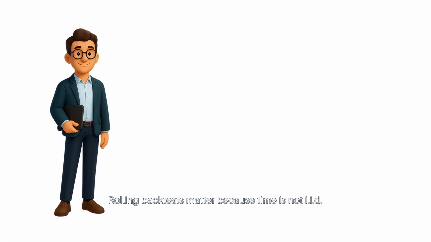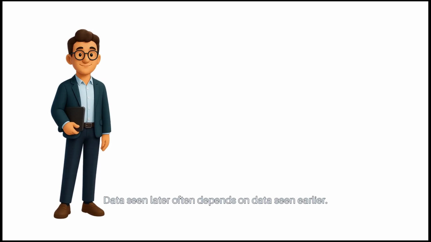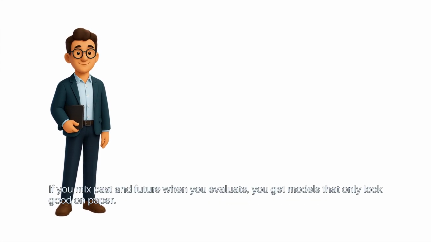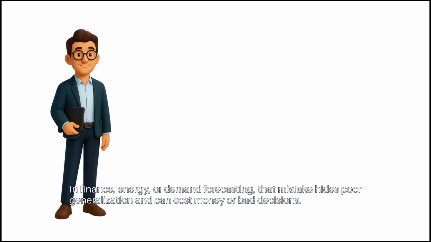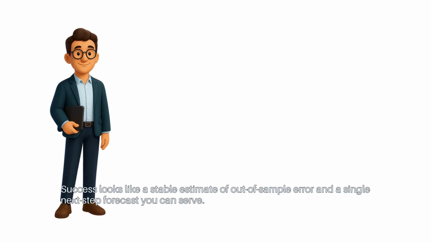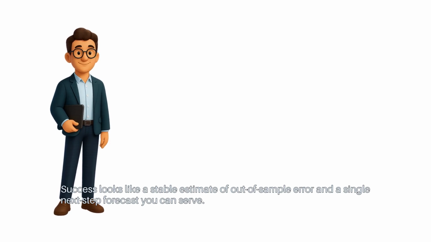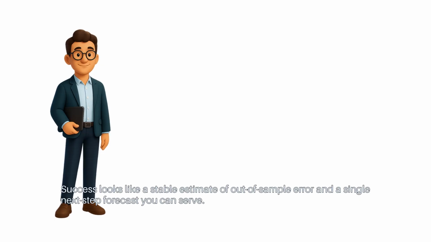Rolling backtests matter because time is not IID. Data seen later often depends on data seen earlier. If you mix past and future when you evaluate, you get models that only look good on paper. In finance, energy, or demand forecasting, that mistake hides poor generalization and can cost money or bad decisions. Success looks like a stable estimate of out-of-sample error and a single next step forecast you can serve.